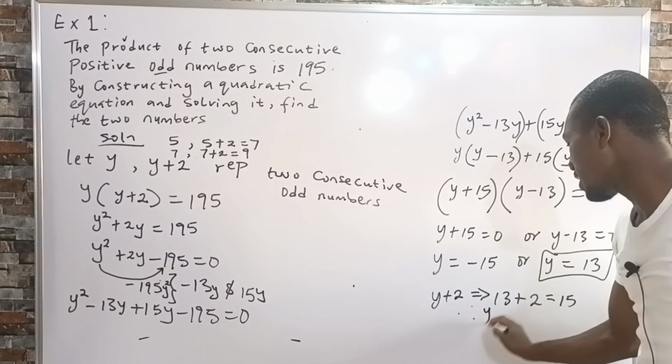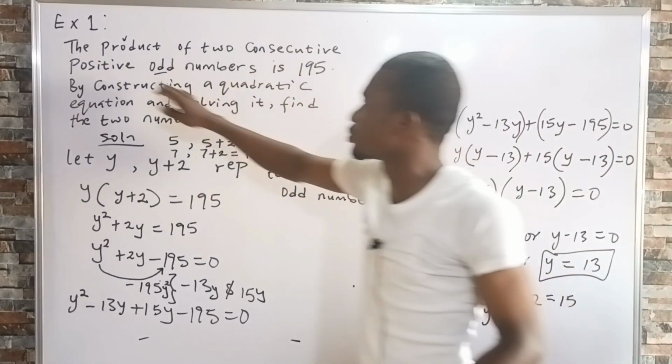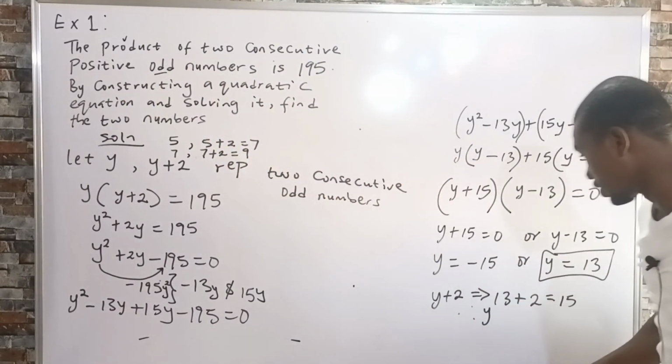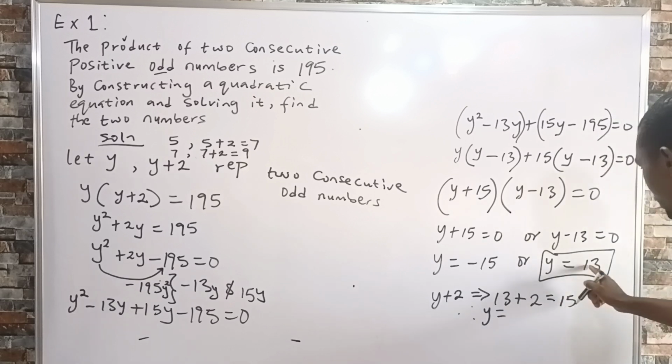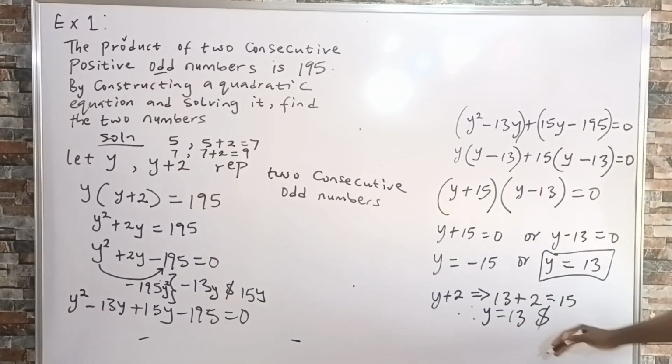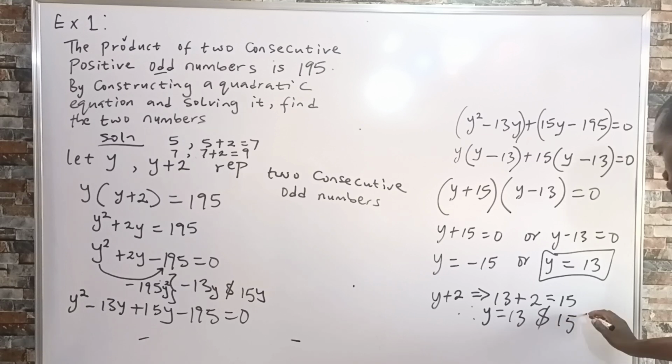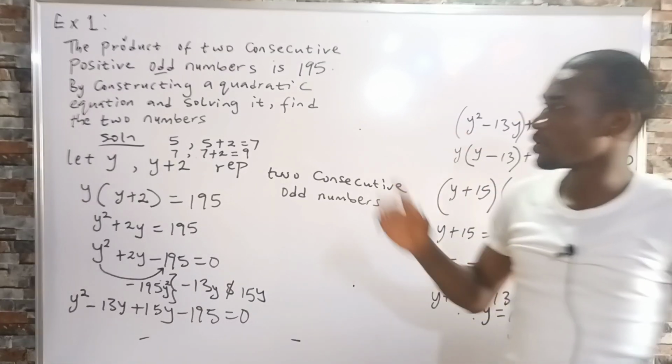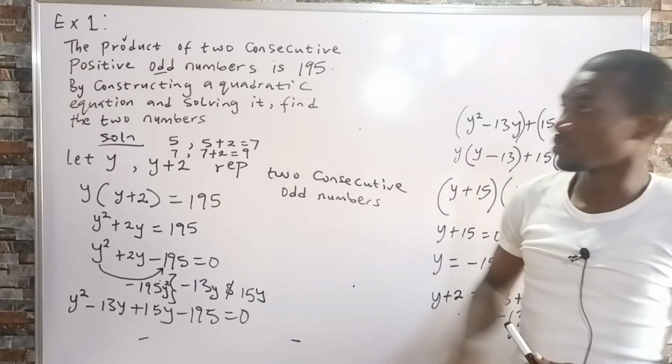Therefore, the two consecutive positive odd numbers that we are looking for are y equal to 13 and 15. So these are two consecutive values of y. This is how a problem that leads to a quadratic equation looks like.